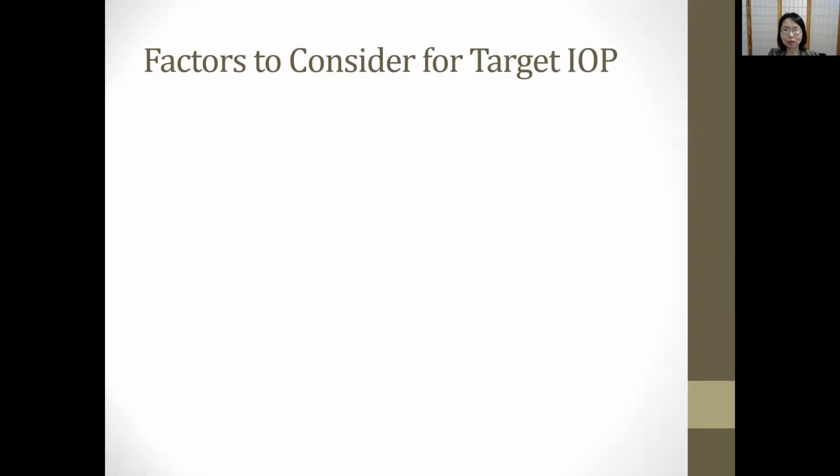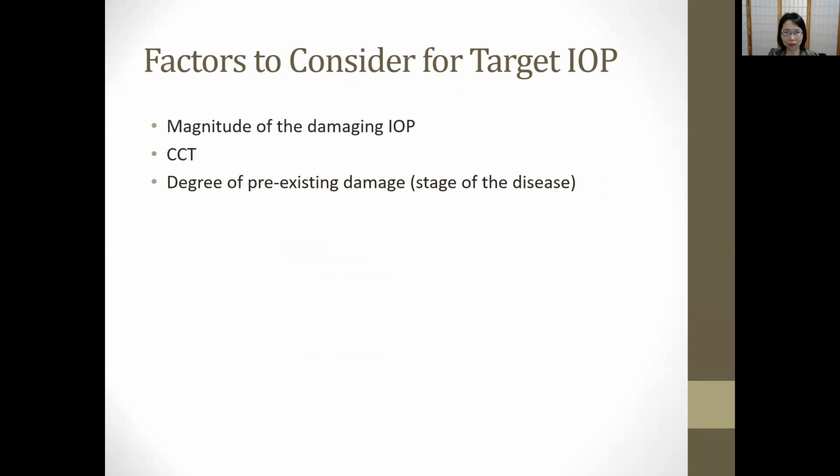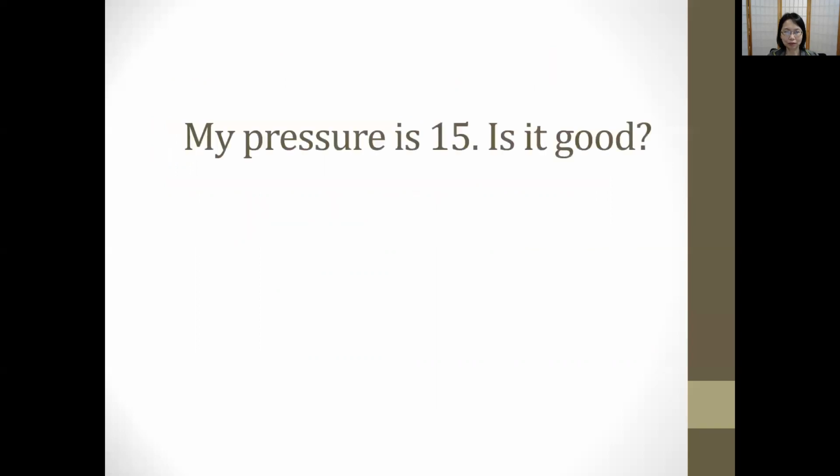Factors that you want to consider for target IOP include the magnitude of damaging IOP. In other words, at what pressure were they getting worse? Central corneal thickness, the degree of pre-existing damage or the stage of disease. In other words, patients with mild glaucoma probably don't need as low a pressure for target compared to patients who have severe glaucoma. The suspected lifespan of the patient. So is this a healthy 70-year-old versus a bed-bound 90-year-old?